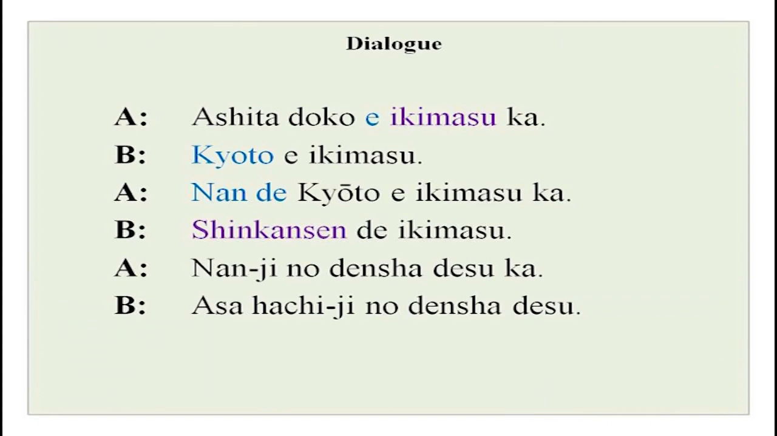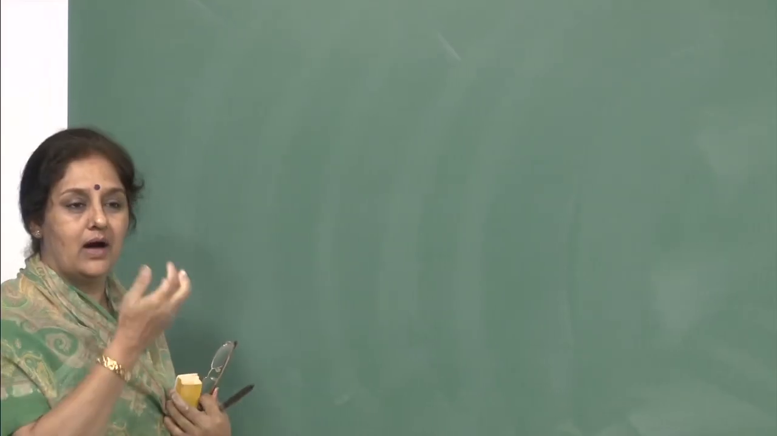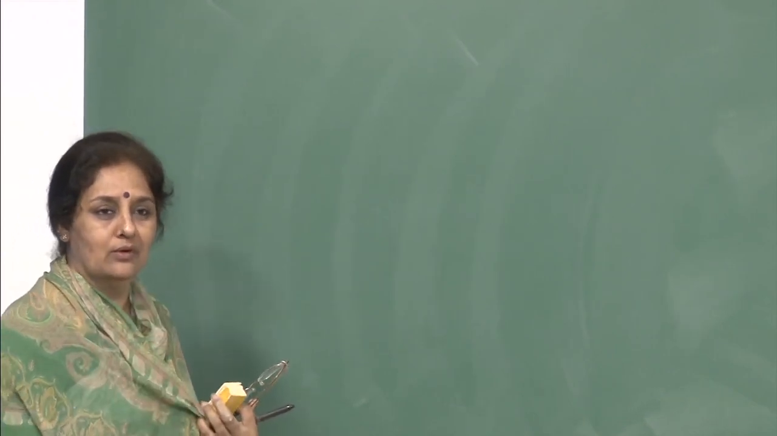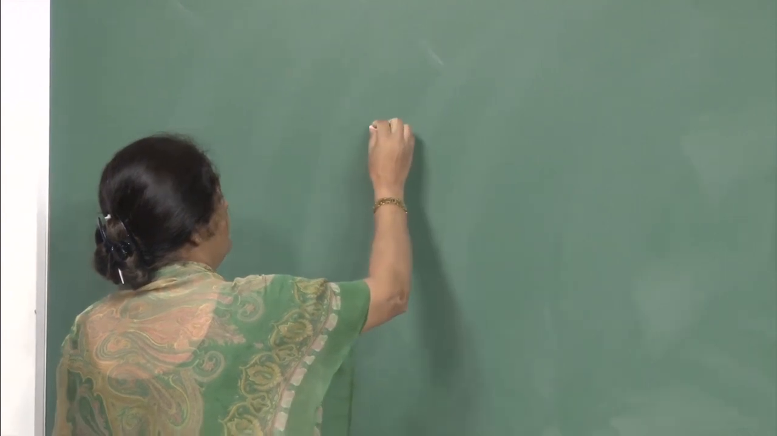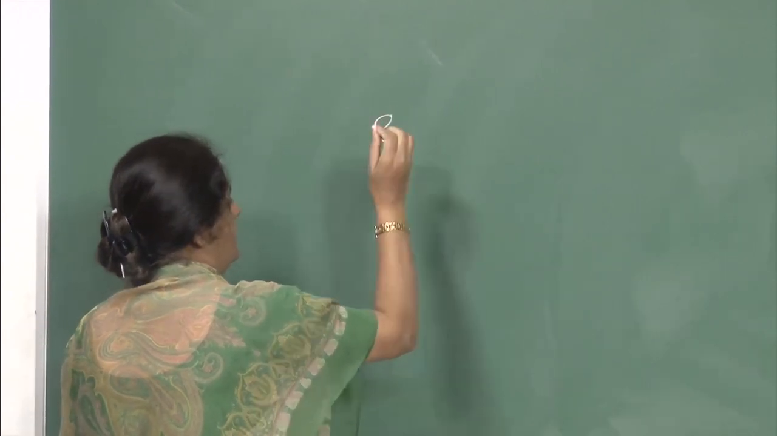So now you have done this location word doko, which means where. Now there are two new things over here, e and ikimasu. Now e is a new particle for you. E we will do right away. And ikimasu is the verb. You've done a lot of particles. You've done particle ka, you've done particle wa, particle ne, particle mo. Now, a new particle for you, particle e.